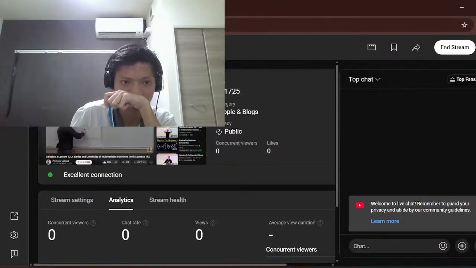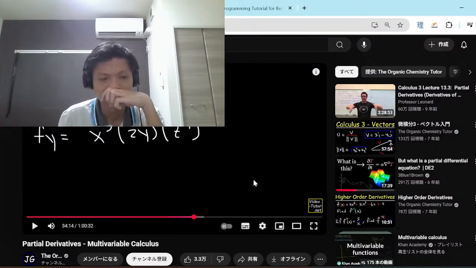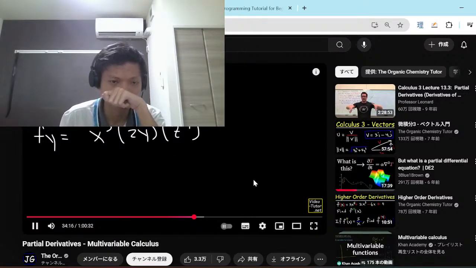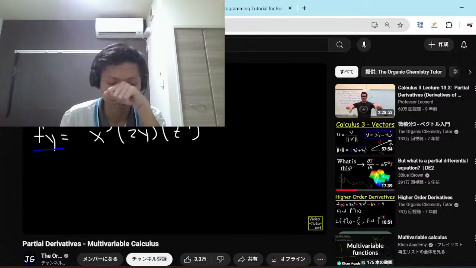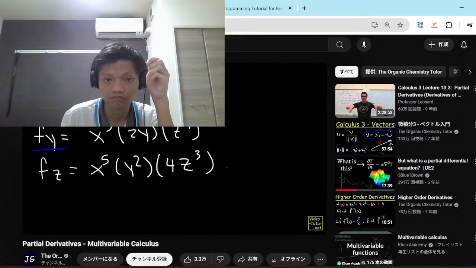Now let's find f of y. So x to the fifth is a constant. All we need to do is differentiate y squared, which is 2y, and z to the fourth is the same. So when we look for f of x, differentiate just x to the fifth. When we look for f of y, differentiate only the y squared part. And when we look for f of z, differentiate just the z to the fourth part. So f of z is going to be x to the fifth, y squared, times the derivative of z to the fourth, which is 4z cubed. And so that's how you find partial derivative with respect to x, y, and z.